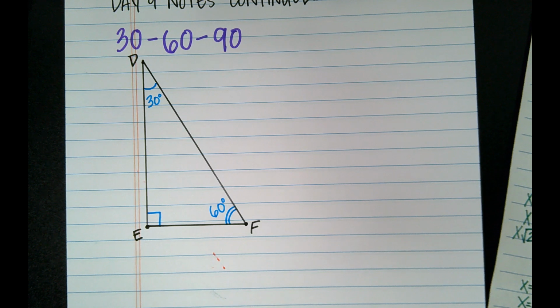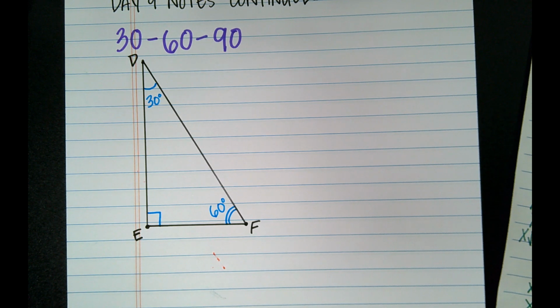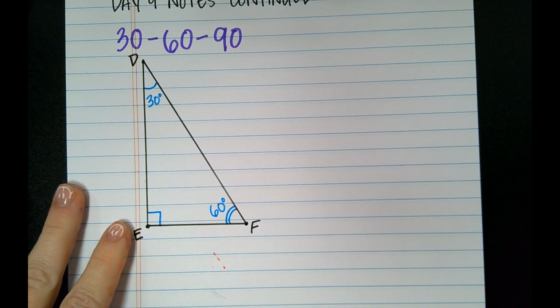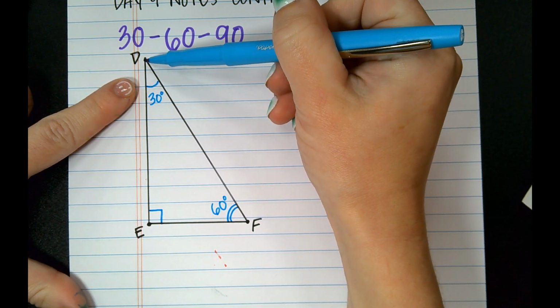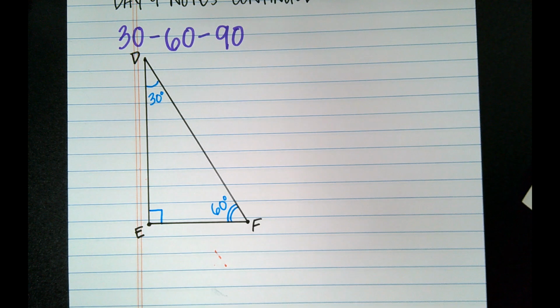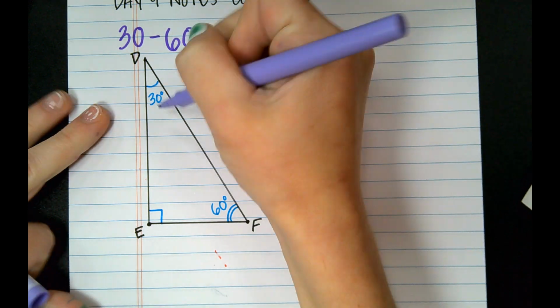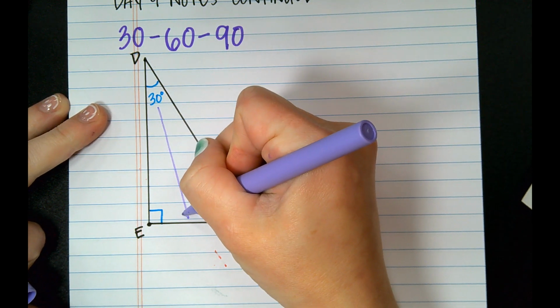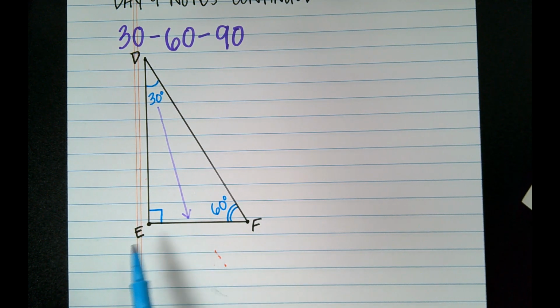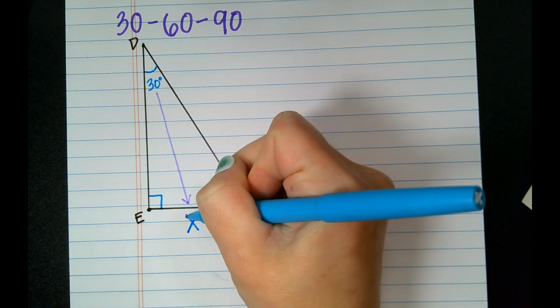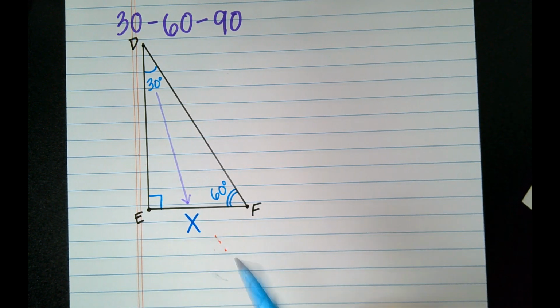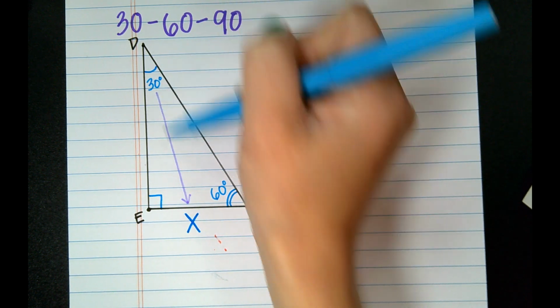Good. Okay, so we now want to fill in our x values. Right across from angle D, the smallest angle, is also going to be the smallest side. So right across from 30, what is the length from E to F? X. This is our X. The smallest side is across from the smallest angle.